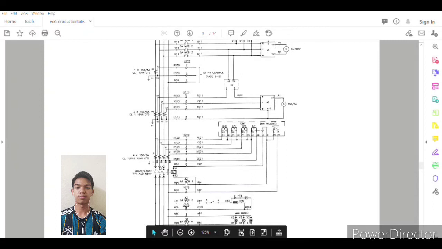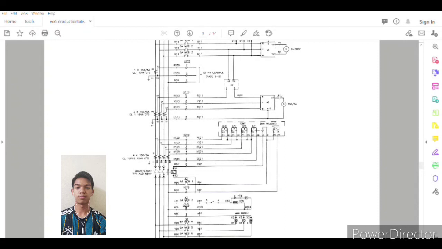At the top we have the ACB, the air circuit breaker. The labeling shows 65 kilowatt. It is the 3-phase ACB, and it is also connected to the relay. This is the relay. The ACB must operate very well, so that it doesn't have much problem.